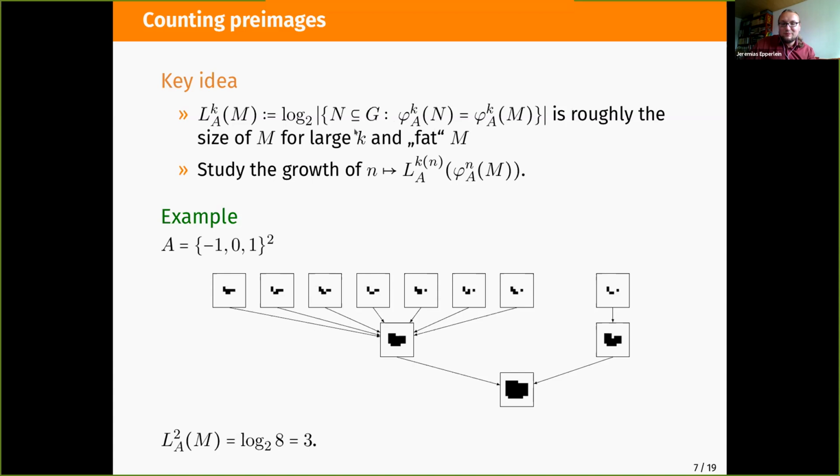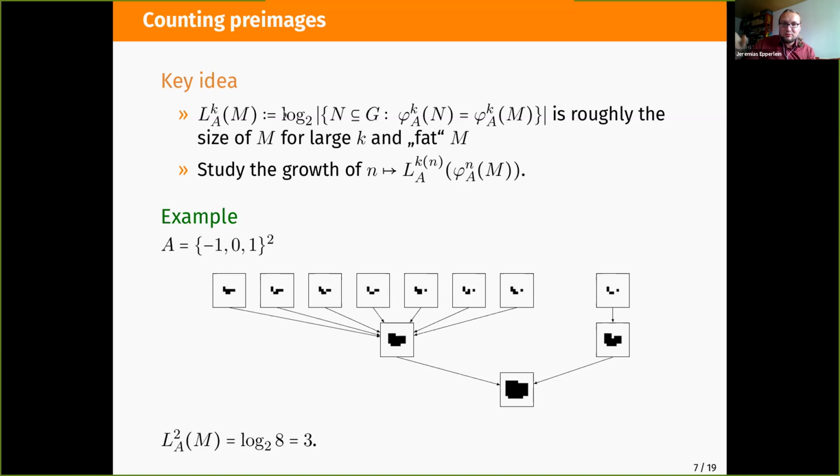Now, as we already see here, we get 8 such sets. If you take log base 2 of 8, we get 3. And none of these sets actually has cardinality 3. So for example, if you start with this, I think this has cardinality 6. So you really have to take this roughly. So it's the same order of magnitude, let's say. And this is also only true for fat M, in the sense that if I apply my map many times to such a set, then the approximation gets better. And we will see the precise estimates on the next slide.